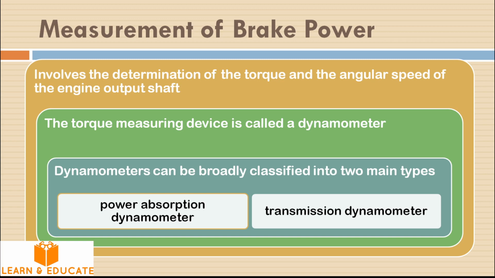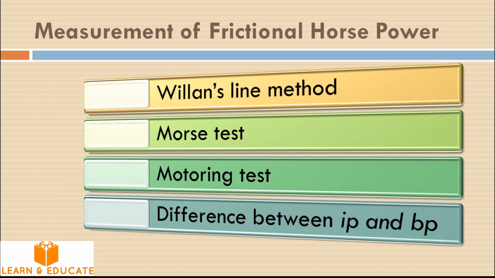If you can recall the equation for brake power, you can easily understand why torque and angular speed are measured. The torque measuring device is called a dynamometer. Usually a dynamometer is employed to measure the torque on the engine output shaft. They are classified broadly into two: power absorption dynamometer and transmission dynamometer. Either of these will be equipped along with the experimental setup to measure the torque, and speed will be monitored. Thereby, we can calculate the brake power using the expression.